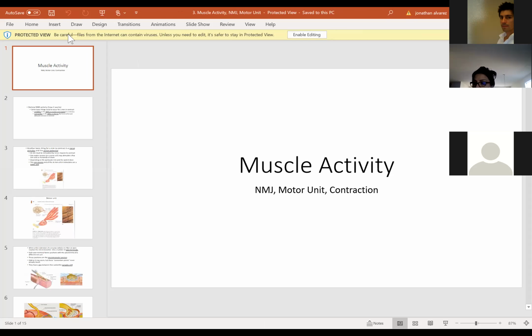Okay. Is the muscle activity showing on your screen share? Yes. Okay, great. Thank you.